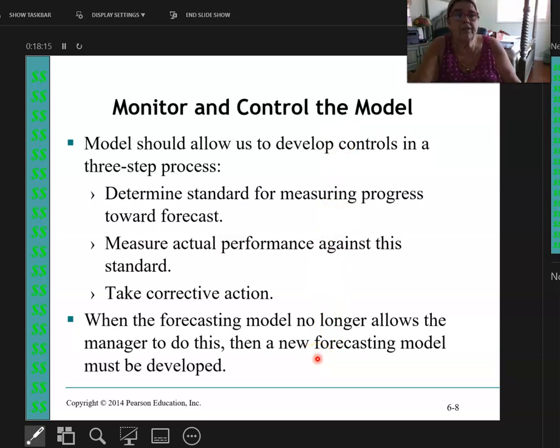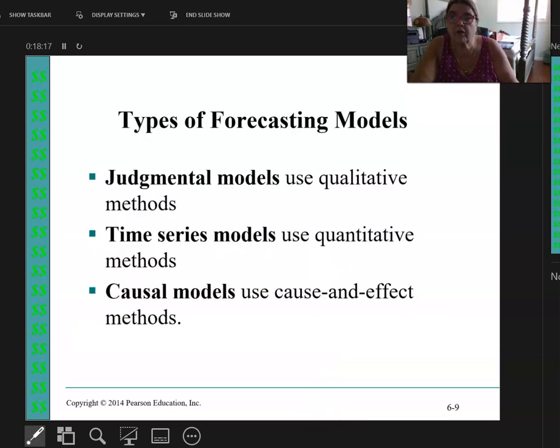Okay, we're moving to the different types of forecasting models. We're going to go over a few of these. Judgmental models use qualitative. Qualitative looks at the quality of your forecast. A time series model uses quantitative. That means that I look at the quantity of what I'm doing. And causal models use what we call cause and effect. So let's take a look at these three models.